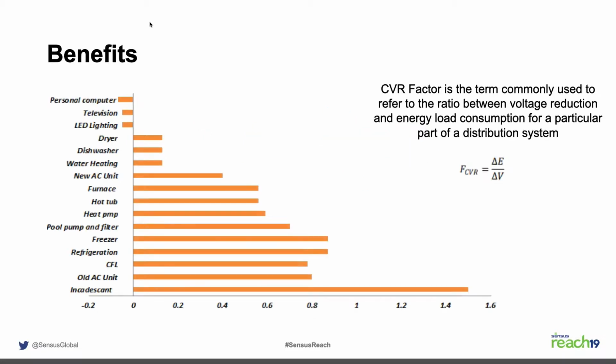So as we look at the benefits, what this basically is highlighting is the CVR factor. Has anyone heard of CVR factor before? Okay, there's a few nods. The definition used to refer to the ratio between voltage reduction and energy load consumption. Basically, what's the benefit that you're going to get? And so as you look at this, the bigger this is, the more benefit that you get by reduction in the voltage.